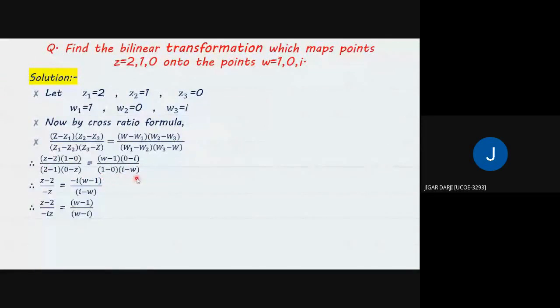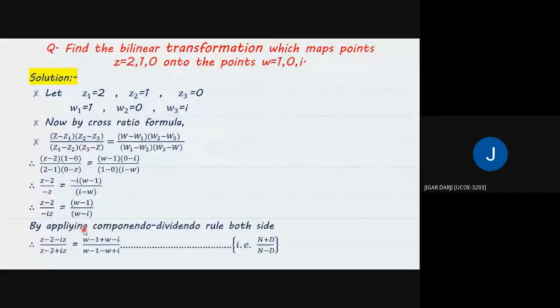So (z minus 2) divided by minus z equals minus i into (w minus 1) divided by (i minus w). We will take the minus i on the left hand side of the denominator. So we get (z minus 2) divided by minus z equals (w minus 1) divided by (w minus i). Now by applying componendo and dividendo, that is, numerator plus denominator divided by numerator minus denominator, we get (z minus 2 minus iz) divided by (z minus 2 plus iz) equals (w minus 1 plus w minus i) divided by (w minus 1 minus w plus i).